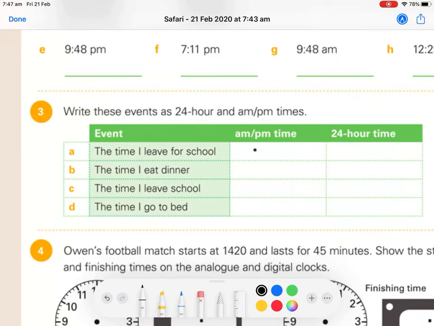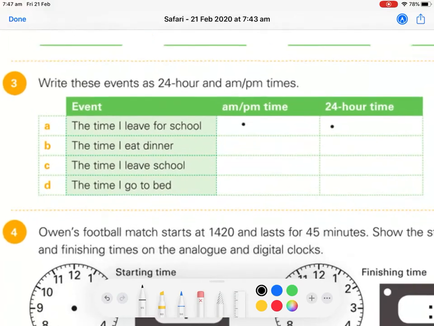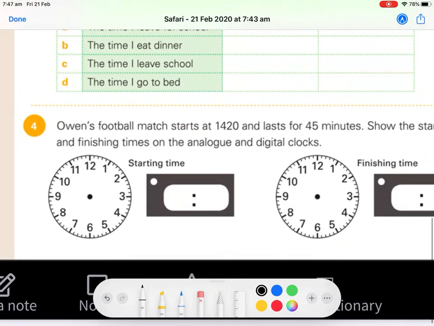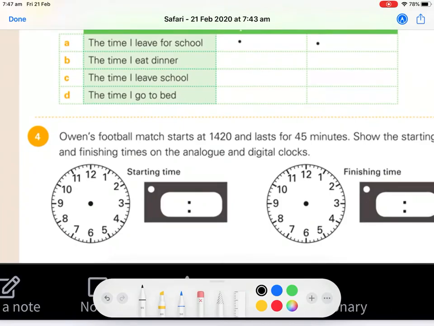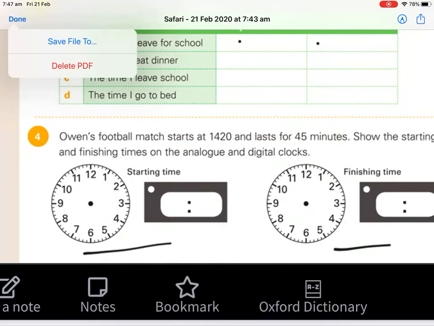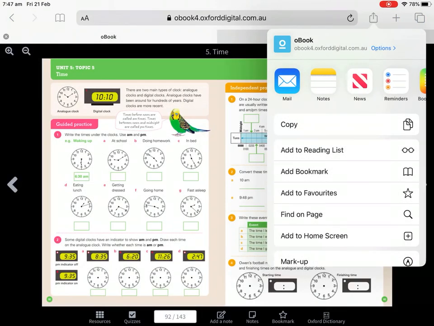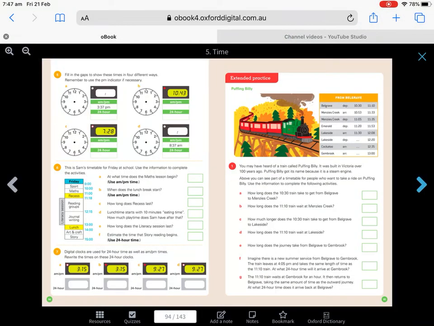Write these events as 24-hour and AM and PM times. The time I leave school, so you're going to have to work out that one, AM and PM time or 24-hour time. Owen's football match starts at 14:20 hours and lasts for 45 minutes. Show the starting and finishing times on the analogue and digital clocks. So you're going to work out the starting time and the finishing time. Okay, let's move on to the next pages here.